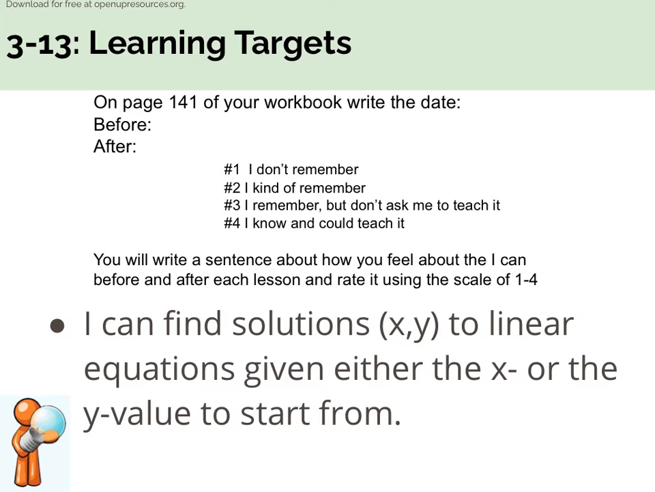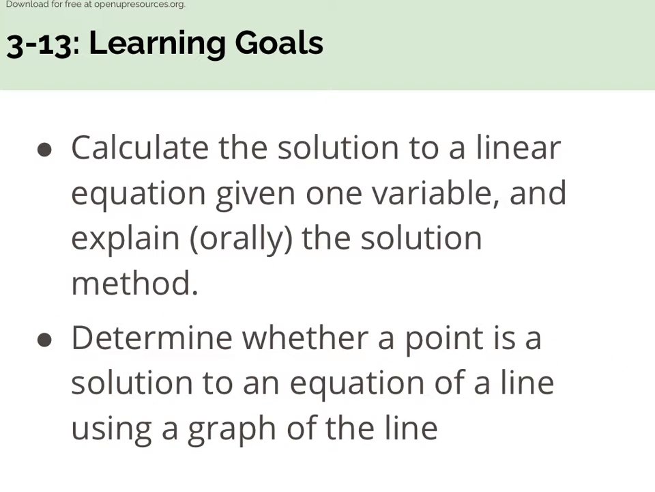Go ahead and give yourself a score from a number. Number 1, I don't remember. 2, I kind of remember it. 3, I remember it, but don't ask me to teach it. And then 4, I do know it, and I can teach it to my friend. Go ahead and give yourself a number on page 141.